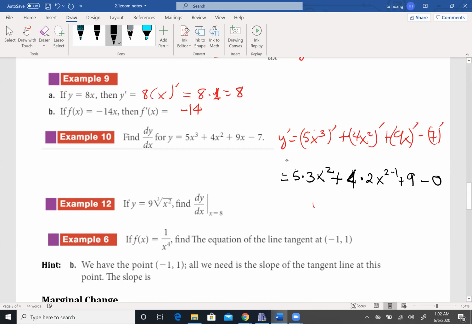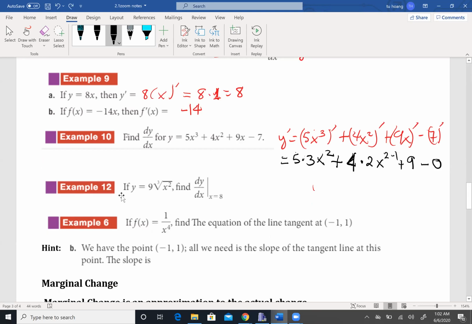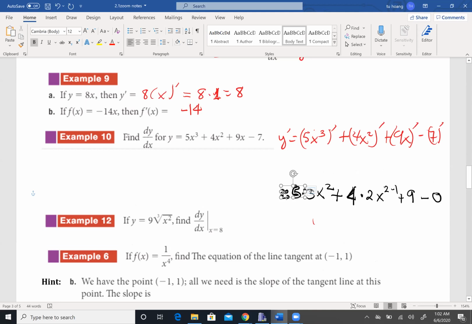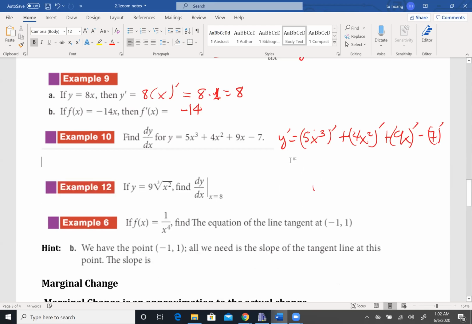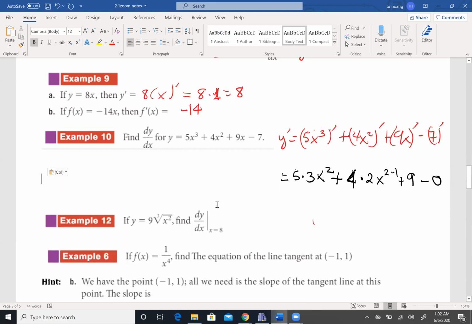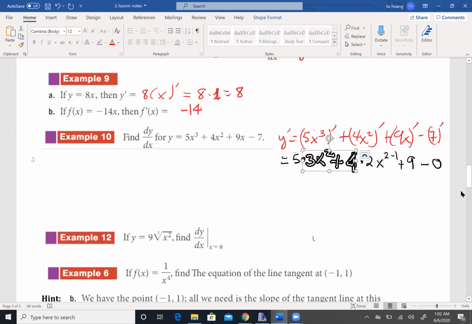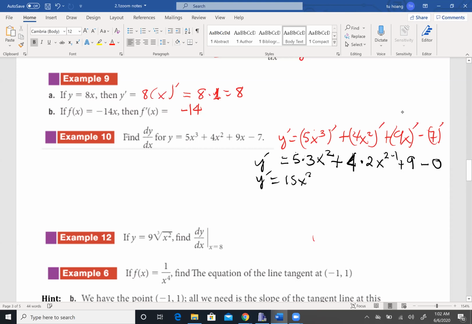And lastly, I can simplify. So lastly, you can simplify y prime to become 15x squared plus 8x and then plus 9. So that should be the derivative of y.